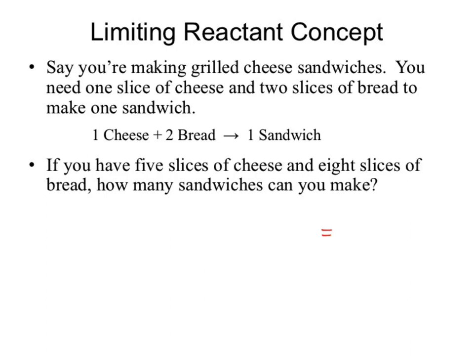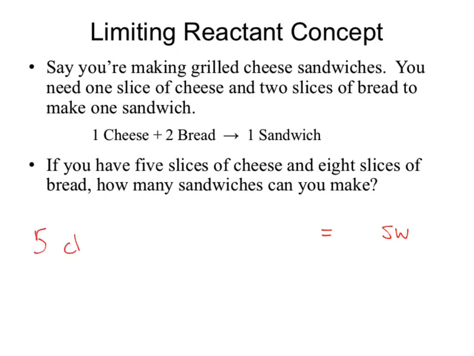So what are we being asked to do? A lot of you already crunched out those calculations in your head. But again, as we've been talking about for all of our conversions, don't do it in your head. Write it out. What are we solving for? Sandwiches, which we'll abbreviate here as SW. What am I starting with? Five slices of cheese and eight slices of bread.